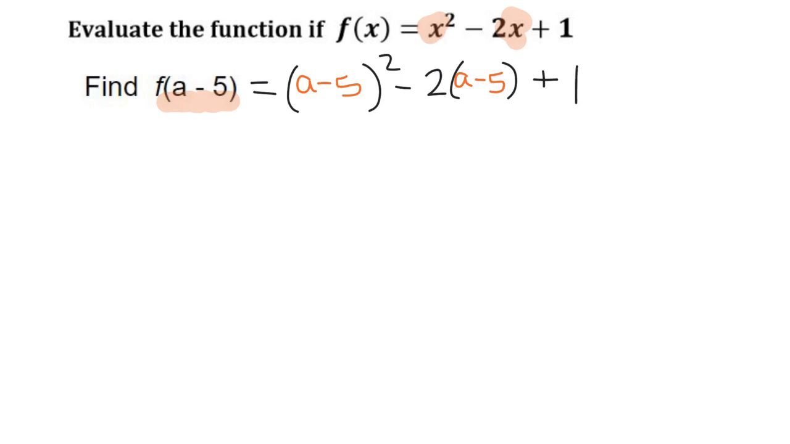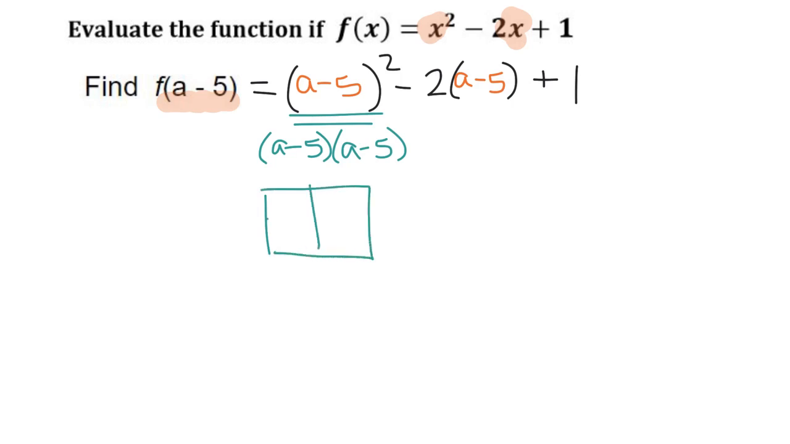Now what makes this problem difficult is really in the first part, this a minus 5 quantity squared. So what that means, remember, anything squared means multiplied by itself. So I want you to think of that as a minus 5 times another a minus 5. Or, when we multiply that out, you can use the double distribute method or the box method. I'm going to use the box for this one.